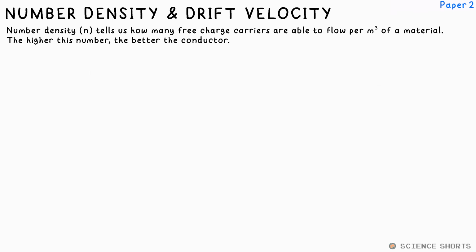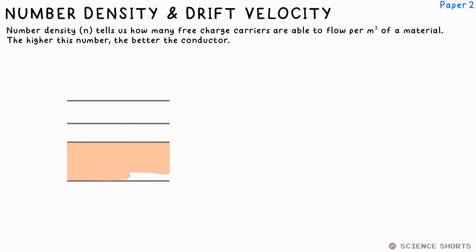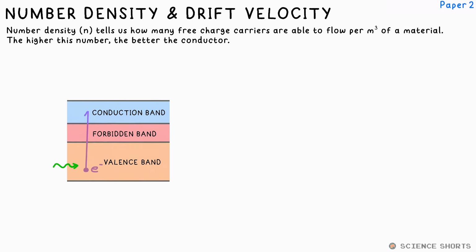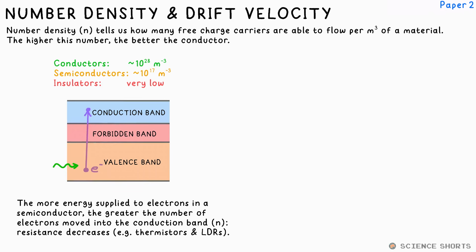Semiconductors sit between insulators and conductors, you might have guessed. We can tell how well a material conducts electricity by comparing their number densities, that is, how many charge carriers there are per meter cubed. For conductors like metals, the number density is around 10 to the 28, semiconductors around 10 to the 17, give or take. Moving more electrons into the conduction band increases this number. Insulators, of course, have a very low number density.